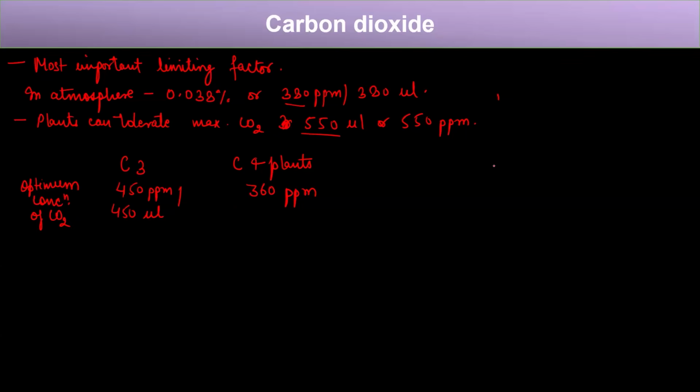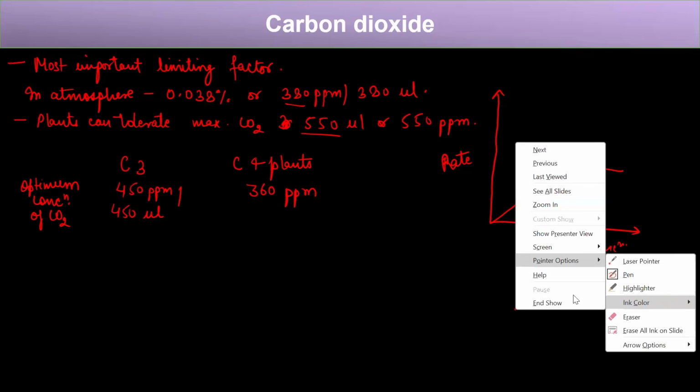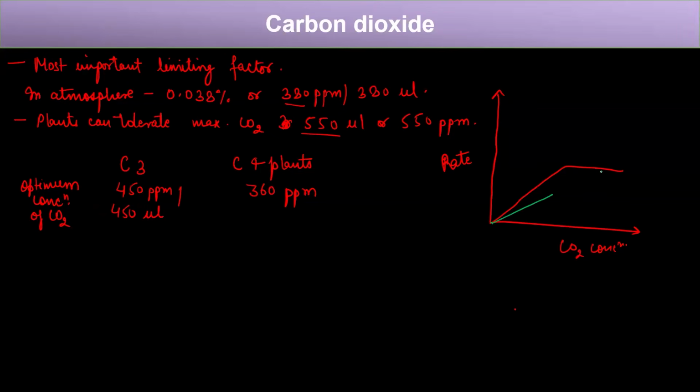So if you draw a graph for CO2 concentration and rate of photosynthesis, we will see that this is your C3 plant. After this, it will reach saturation. And then if you draw another graph, it will look something like this. Okay. Now out of this, which will be the C3 and which will be the C4? The C3 will be the one that has the higher optimum concentration, right? So this is your C3, and this is your C4, right? This graph is for the C4 plant.